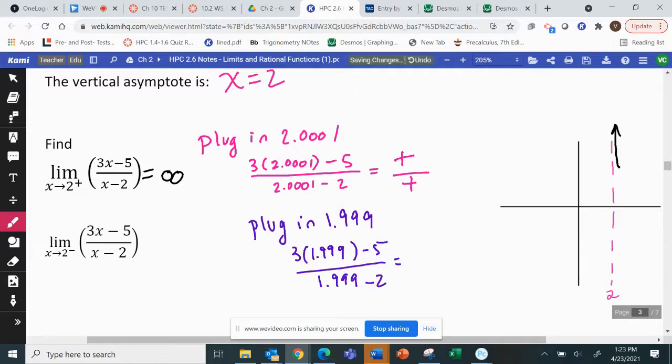On top, what does 3 multiply by so that it equals 5? Like what number would go in this spot so it equaled 5? Do we know? 3 times what number equals 5? It is 5/3, which is 1.6 repeating. So I'm plugging in 1.999. Is that going to be a positive or a negative number when I subtract 5?